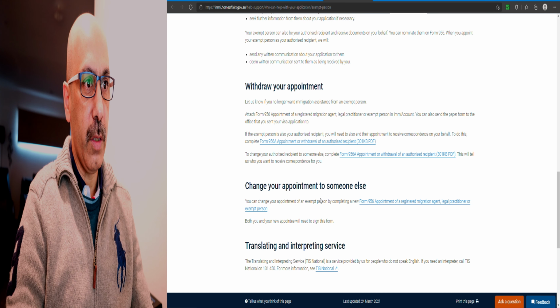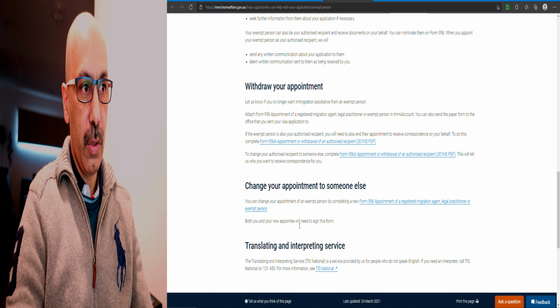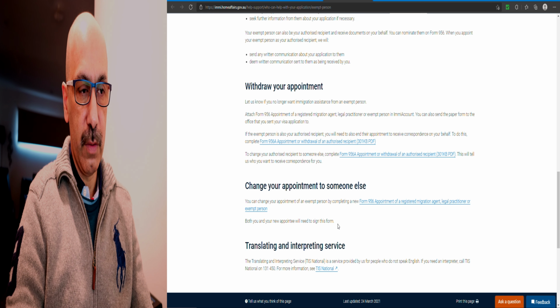Change your appointment to someone else. You can change your appointment of an exempt person by completing a new form. Both you and your new appointee will need to sign this form.